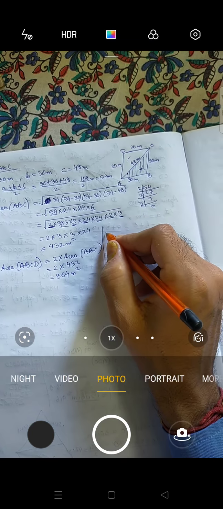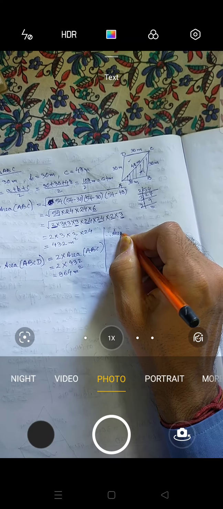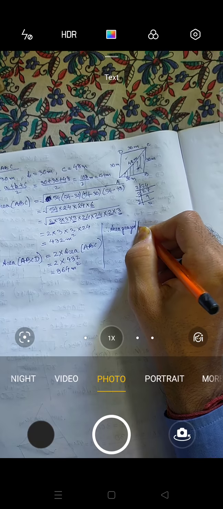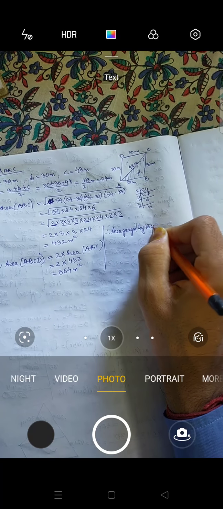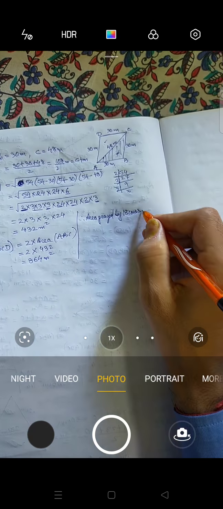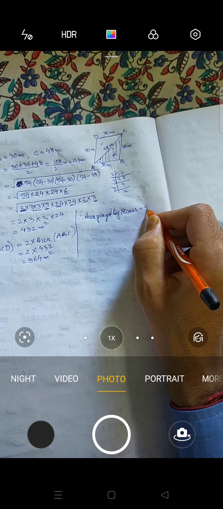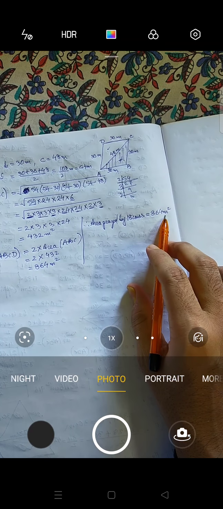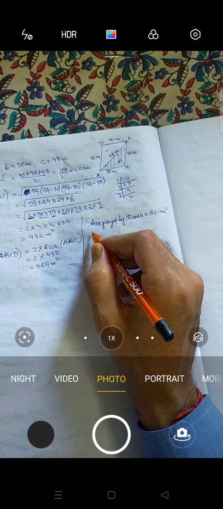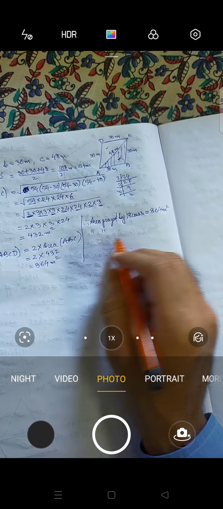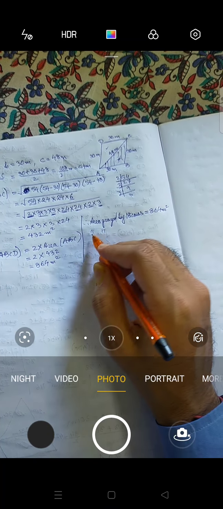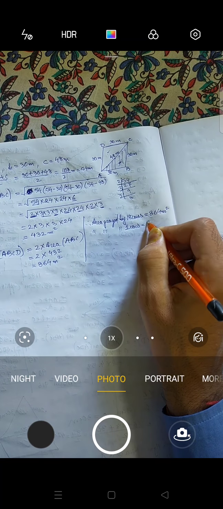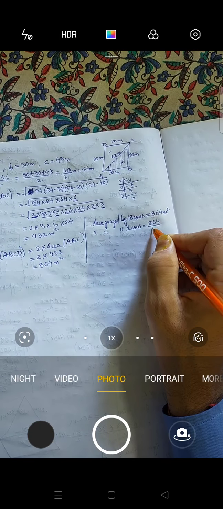I can write, therefore, area grazed by 18 cows, it can be cow or horse, whatever, equals 864 meters square. This much area has been grazed by 18 cows. So we can say area, you can write in words, I am giving like this. So area grazed by 1 cow equals 864 by 18.